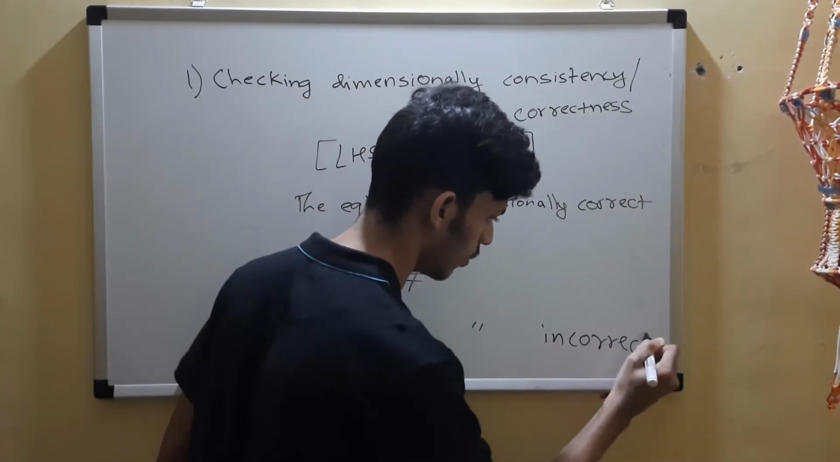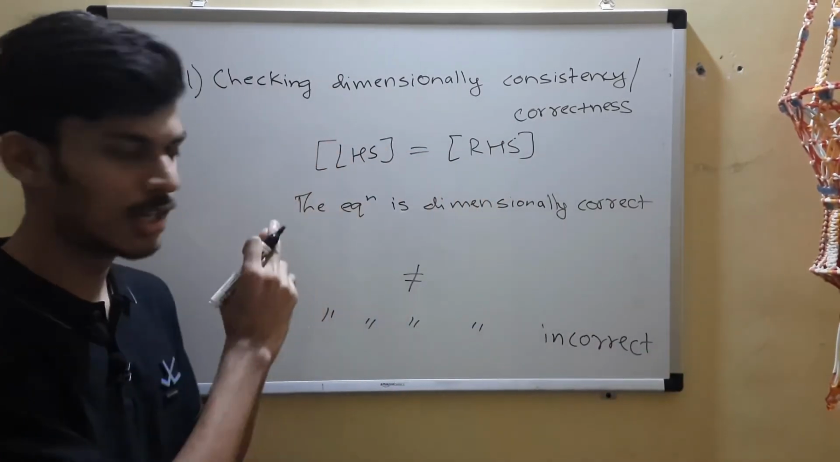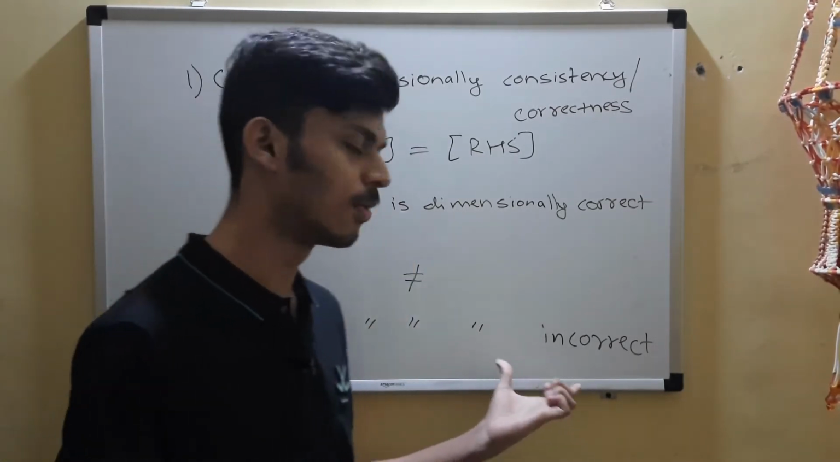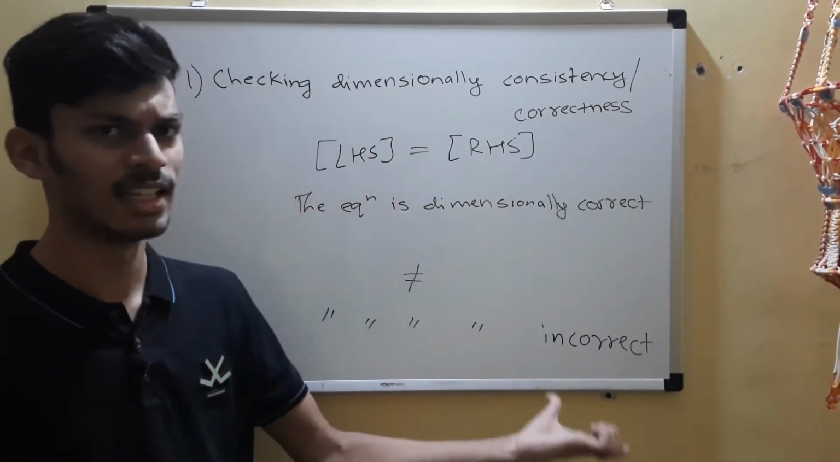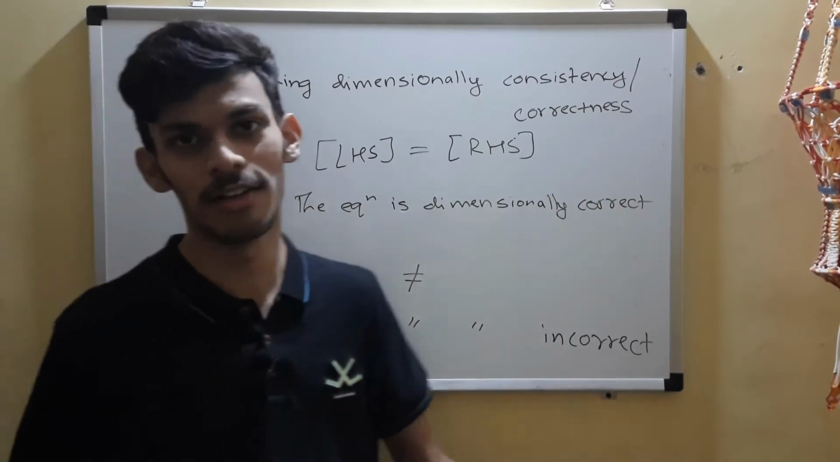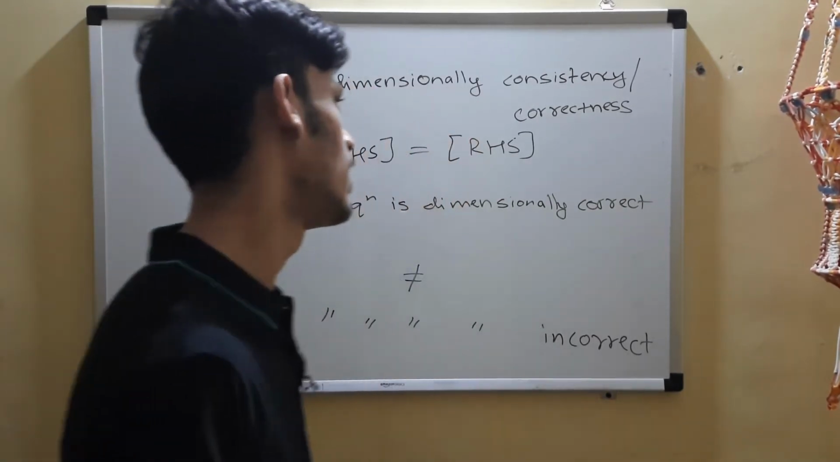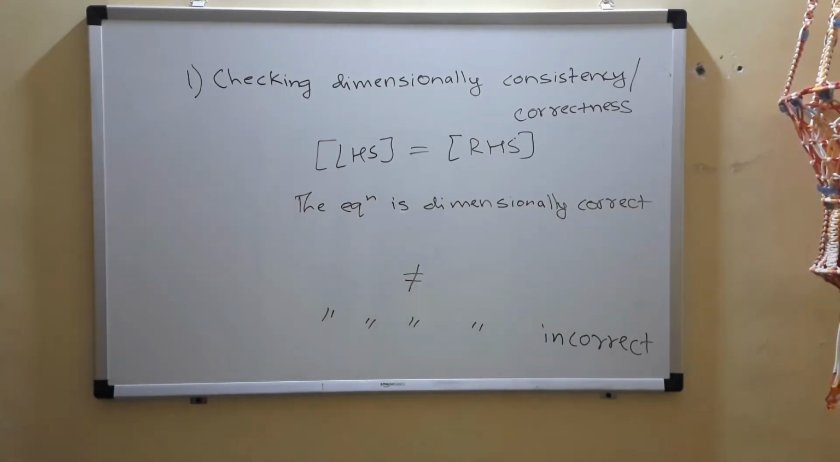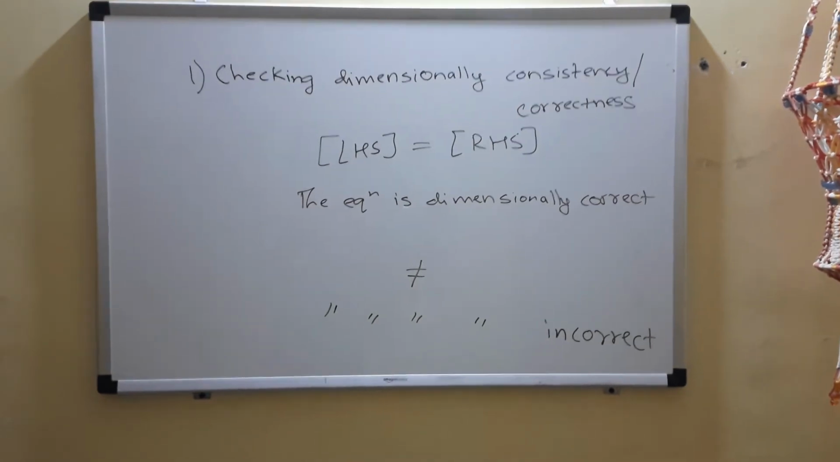So if the dimensions on the left hand side are not equal to those on the right hand side, then the equation is dimensionally incorrect or inconsistent, whatever you want to say. So this is very easy to do. We'll come to know when we do examples. Now let's try some examples. If you want to note it down, you can do so. It's simple. I just explained the procedure first.